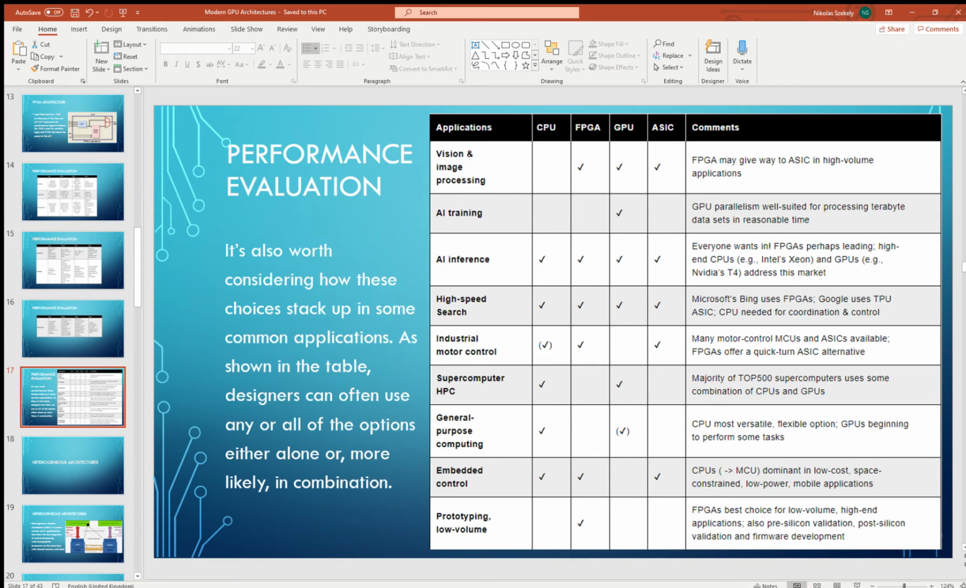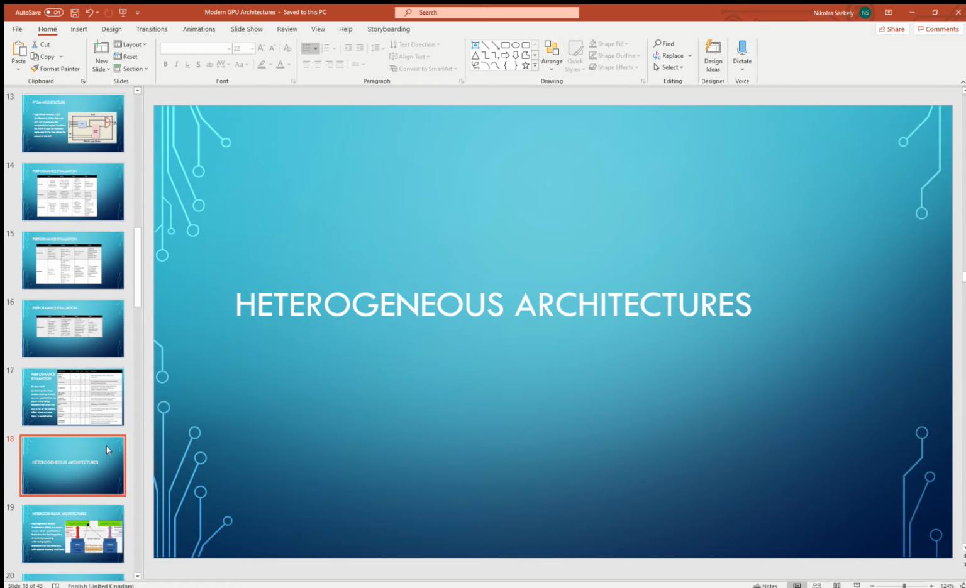It's also worth considering how these choices stack up in some common applications. As shown in the table, designers can often use any or all of the options, either alone or more likely in combination. As the table clearly explains, the CPU is not really recommended for vision and image processing, and we can see that, for example, the GPU is probably the best suited for AI training. This will all be explained in the report a bit more thoroughly. Next, let's move on to heterogeneous architectures.